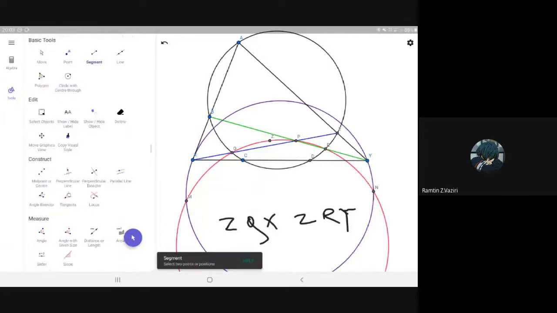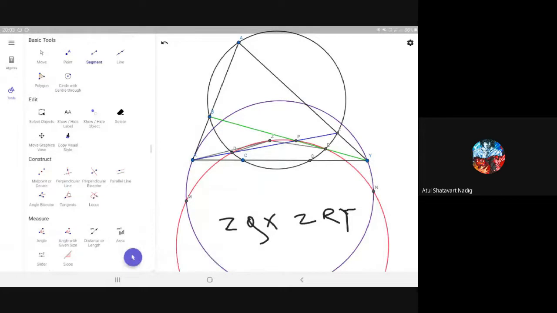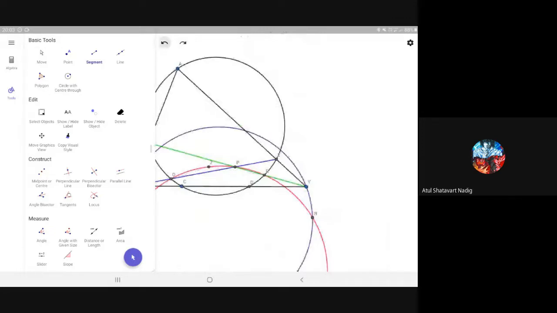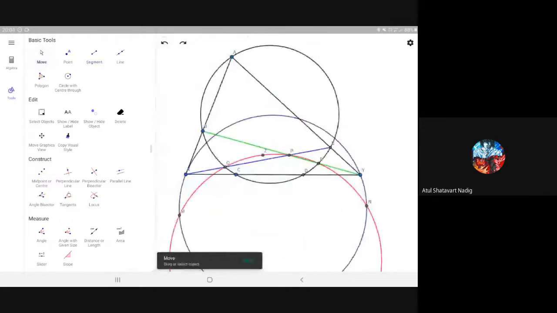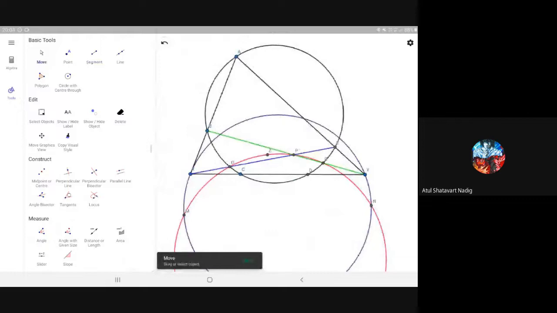Okay. That is a bold claim. One second. That would imply Z is the Miquel point of XQRY, which is not true because we checked XYPZ is not cyclic. Okay. Yeah, that was a bold claim. I'll go with what Atul said.